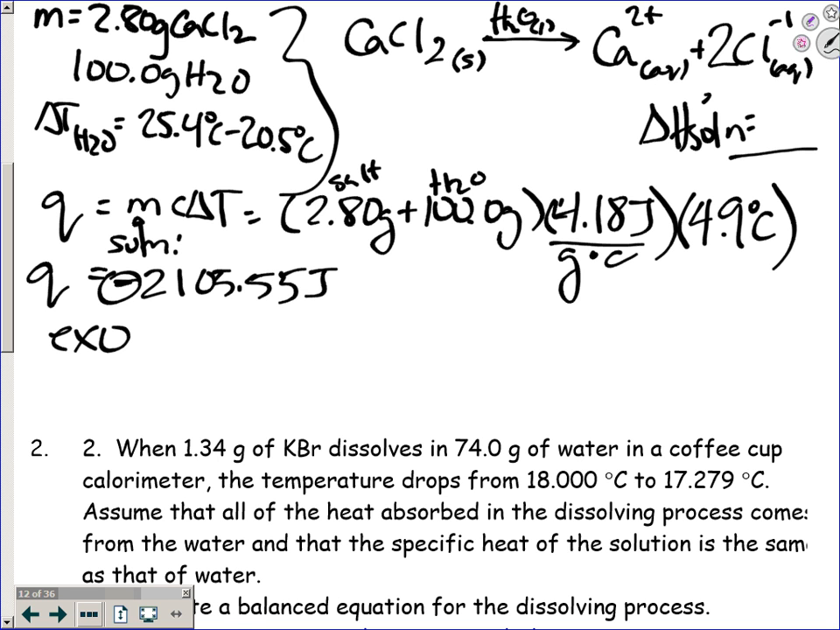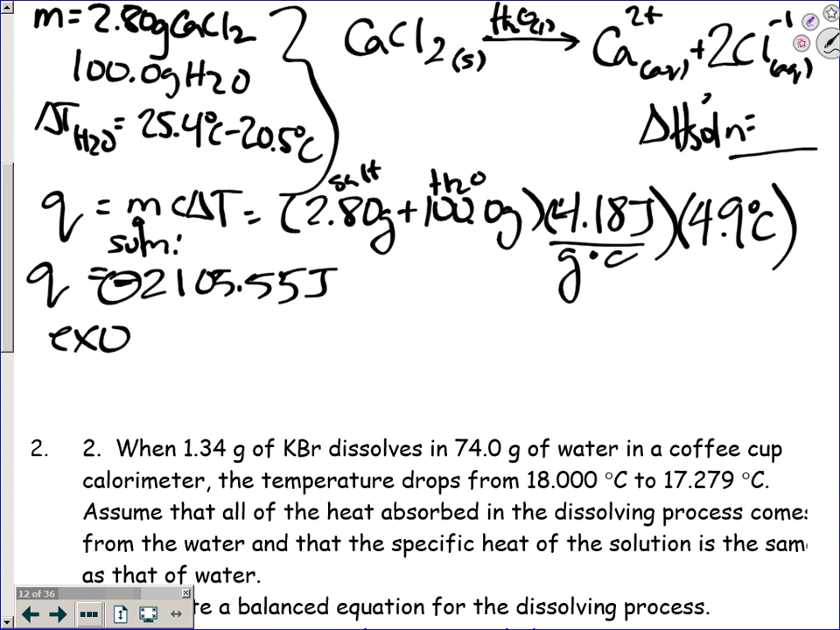And D says, how much heat would be absorbed by the water if 1 mole of calcium chloride were dissolved? Now, I know it's saying how much heat would be absorbed by the water, but it's referencing the solution releasing heat to the water, which is then absorbing the heat. Okay, so what is that actually asking for? Dumb that down for me. Give me like 2 words. What's it asking for?